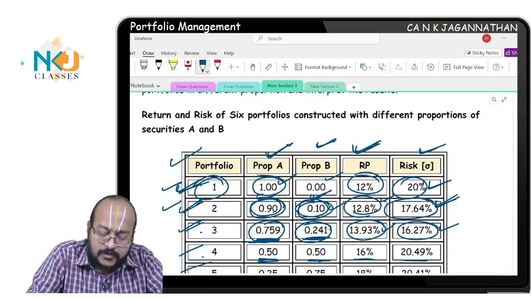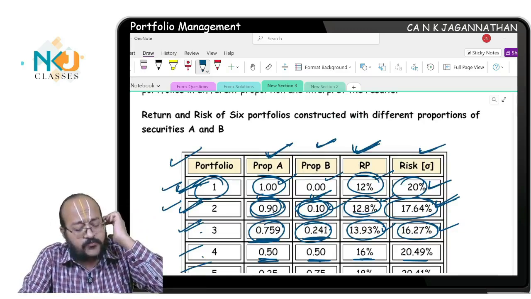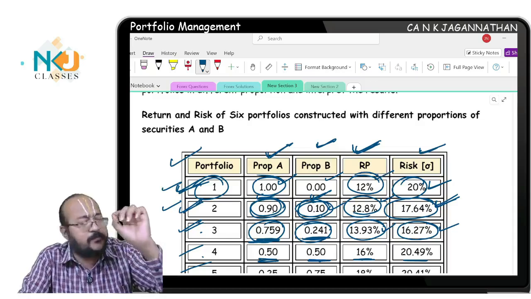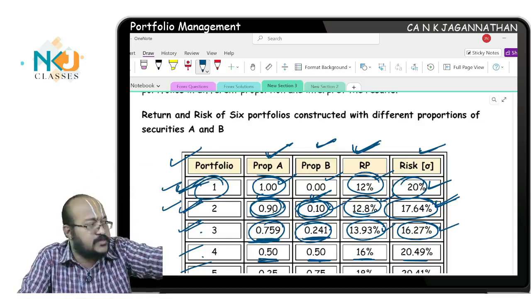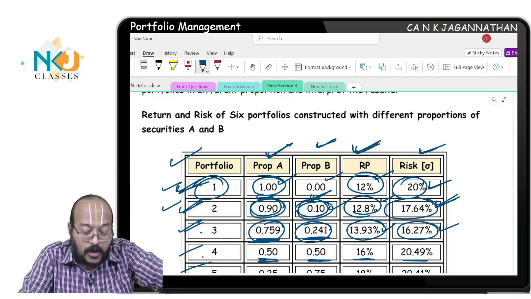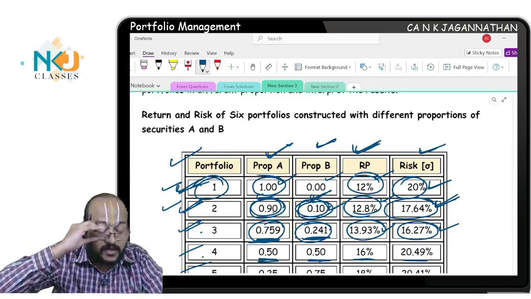See here what happens. How the risk and return perform, you need to carefully observe. In the first portfolio, I had a return of 12% and risk of 20%, which was the same as the low risk, low return security, Security A. Portfolio risk is the same as Security A's risk and return. Now what happens? As soon as I inject more and more of the high risk, high return security, what happens?